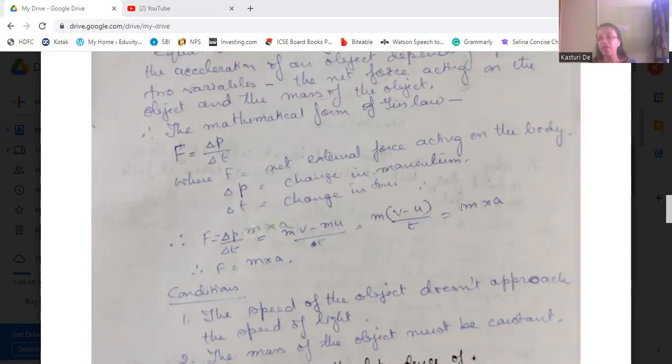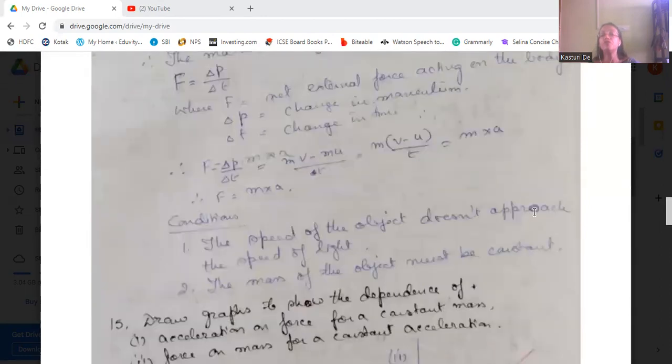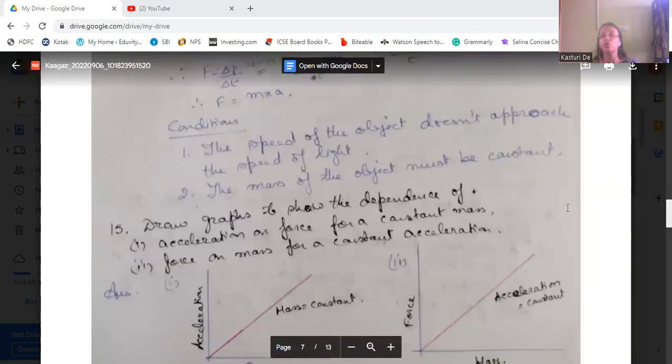V minus U by T is A, so N into A. Okay. Next, what are the conditions? Conditions is, that means force is equal to mass into acceleration. So the condition will be the speed of the object doesn't approach the speed of light, and the mass of the object must be clear.